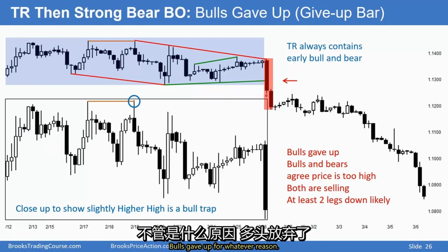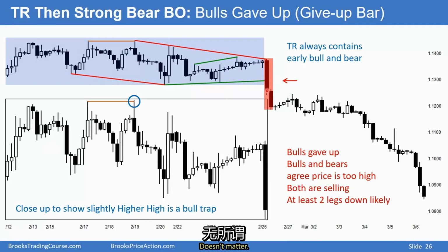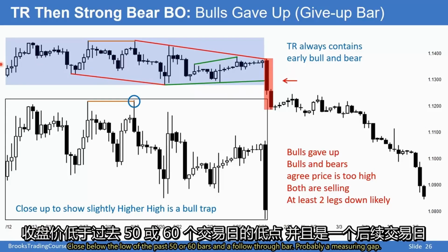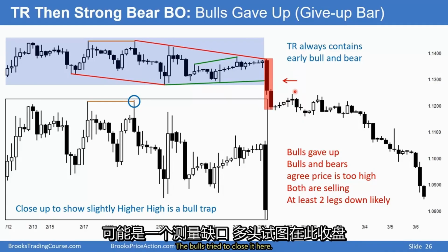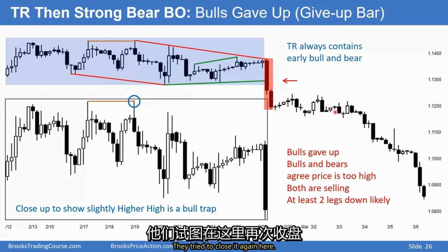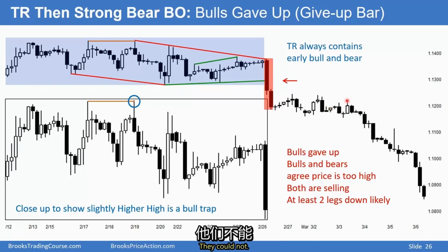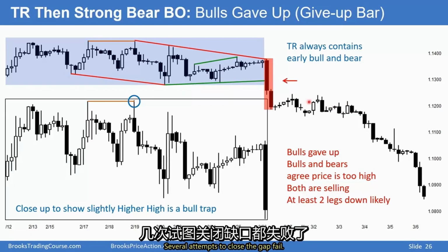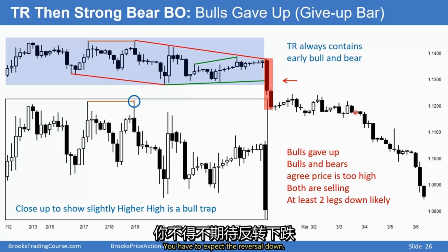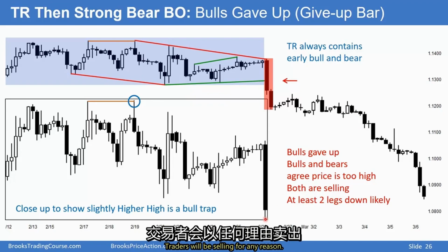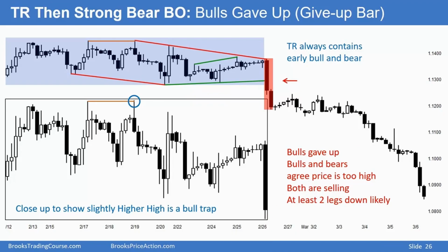Bulls gave up. For whatever reason, doesn't matter. Closed below the low of the past 50 or 60 bars, and a follow-through bar, probably a measuring gap. The bulls tried to close it here, they tried to close it again here, they tried to close it again here. They could not. Several attempts to close the gap fail. You have to expect the reversal down. Traders will be selling for any reason.